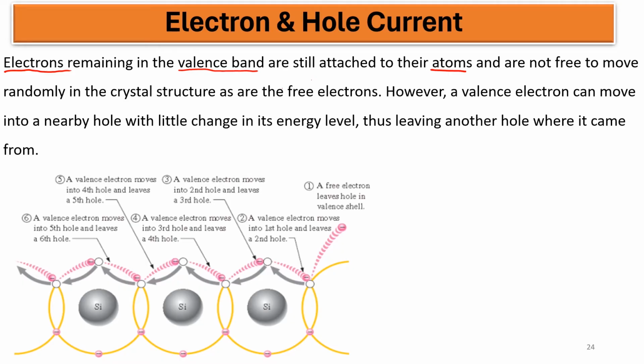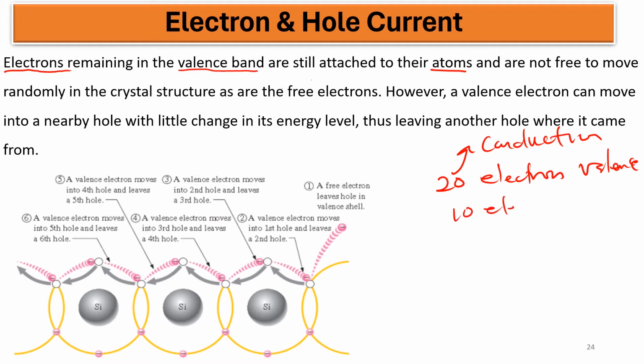Are we okay? And let's say if we have 20 electrons in the valence shell, and we are getting 10 of them moving to the conduction band, meaning now we are going to have 10 electrons and 10 holes being left in the valence band, right? So this type of arrangement is going to explain how the hole current is created.